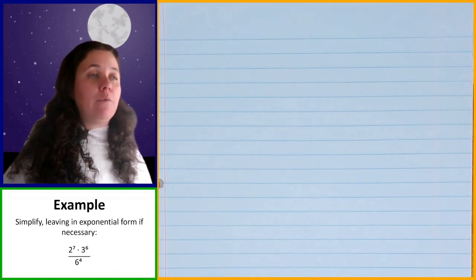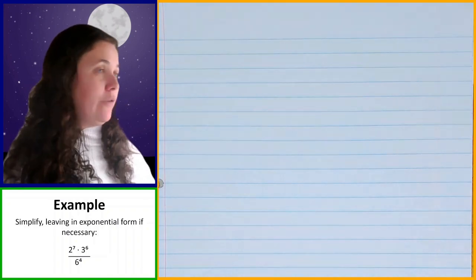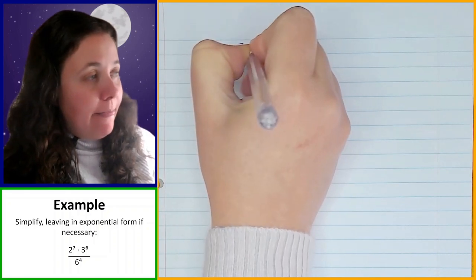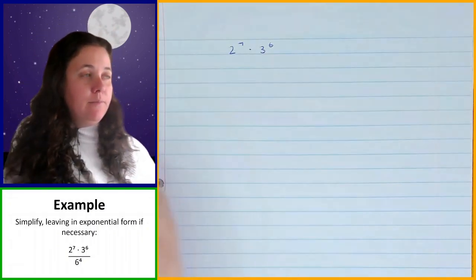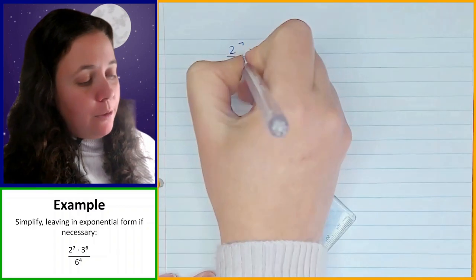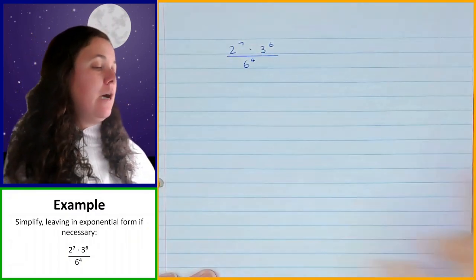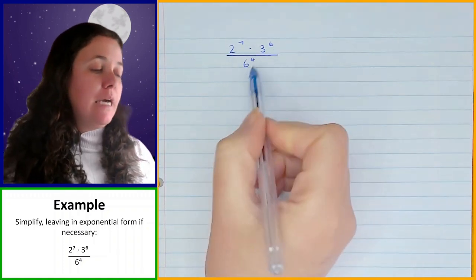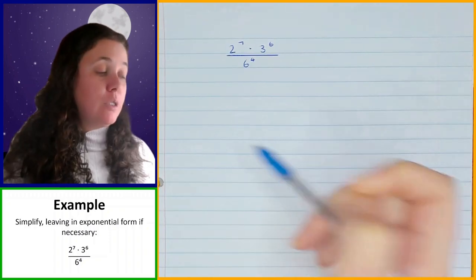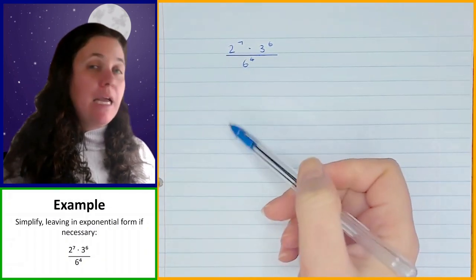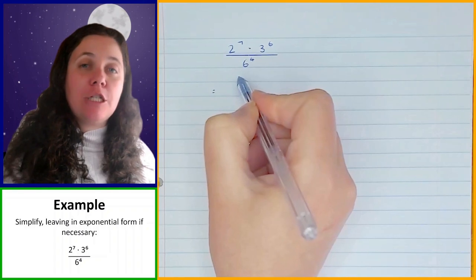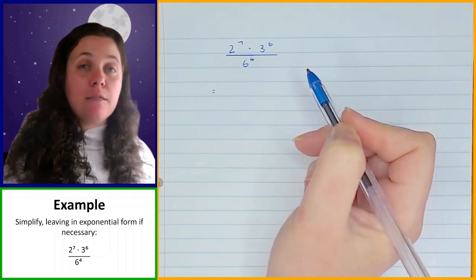The first example that I'm going to do with you is this one over here. We've got 2 to the power of 7 times 3 to the power of 6 over 6 to the power of 4, and we need to simplify this. Now we have a problem because none of these have like bases. Using the rules that we have learned up to this point, I can't really do anything if I don't manipulate any bases here. So I'm going to say, well, I know that 6 is actually the same as 2 times 3, so I'm going to change the 6 to 2 times 3.